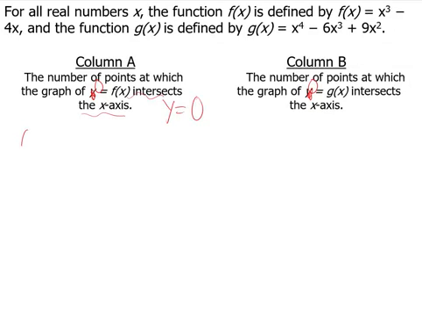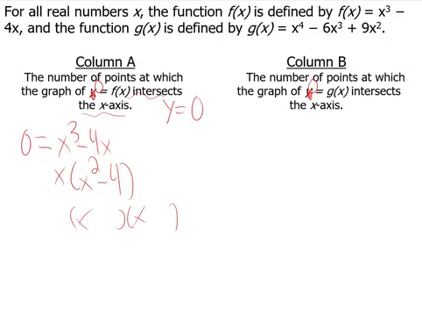So for column A, 0 equals x cubed minus 4x. There's an x in each term here, so we can factor out an x to give us x squared minus 4. Now, first thought here, do a little bit of factoring. We note that the numbers eliminate each other in the x coordinate, so that must be plus 2 and minus 2, along with the x here. So 0 is equal to x times x plus 2 times x minus 2, which gets us values for x of 0, 2, and negative 2. So this graph f of x intersects the x-axis in 3 places.